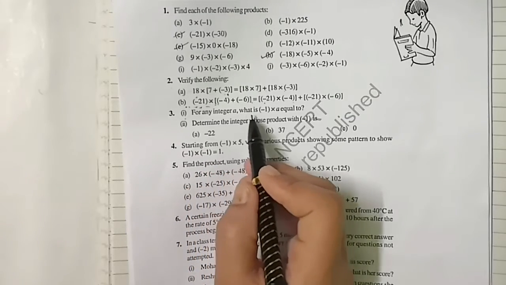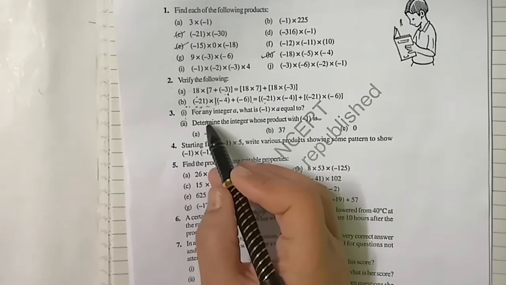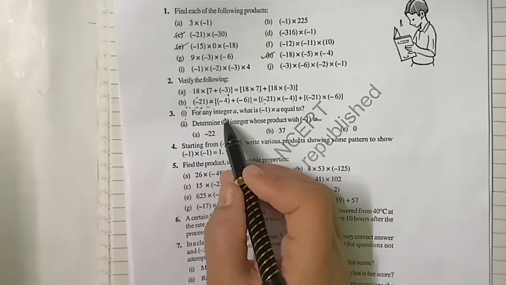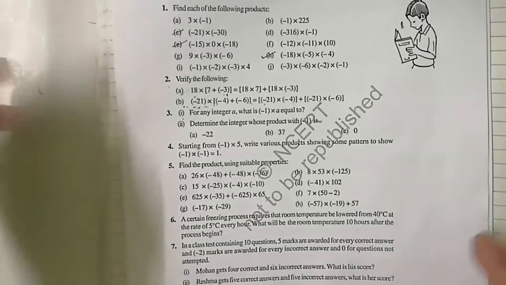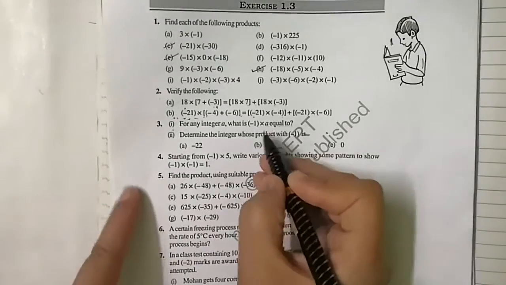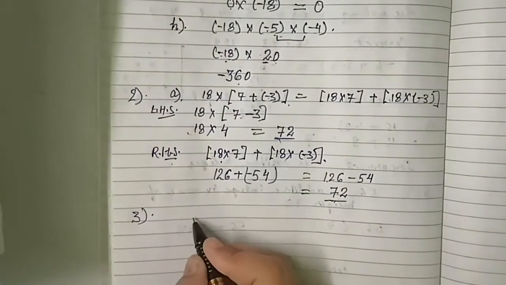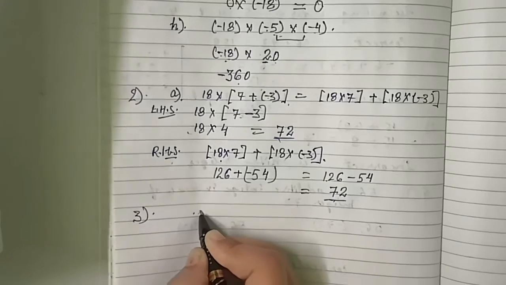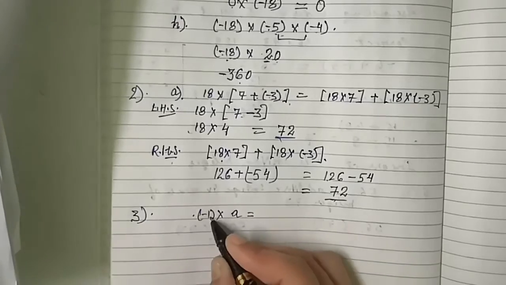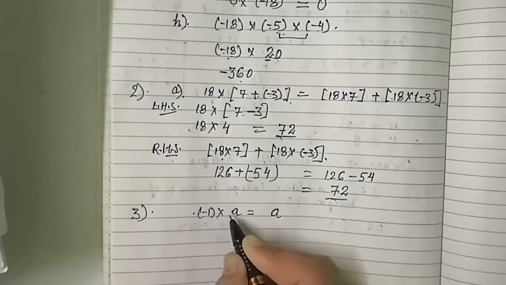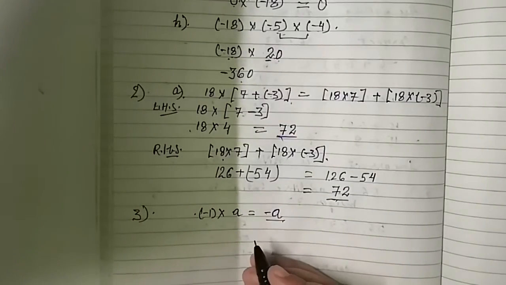Question number 3: for any integer a, what is minus 1 into a equal to? The question is telling any integer a. When we multiply a by minus 1, what do we get? It is very simple. We will multiply a 1s are a, and plus minus will be minus. Minus a we will get. This question was very simple.